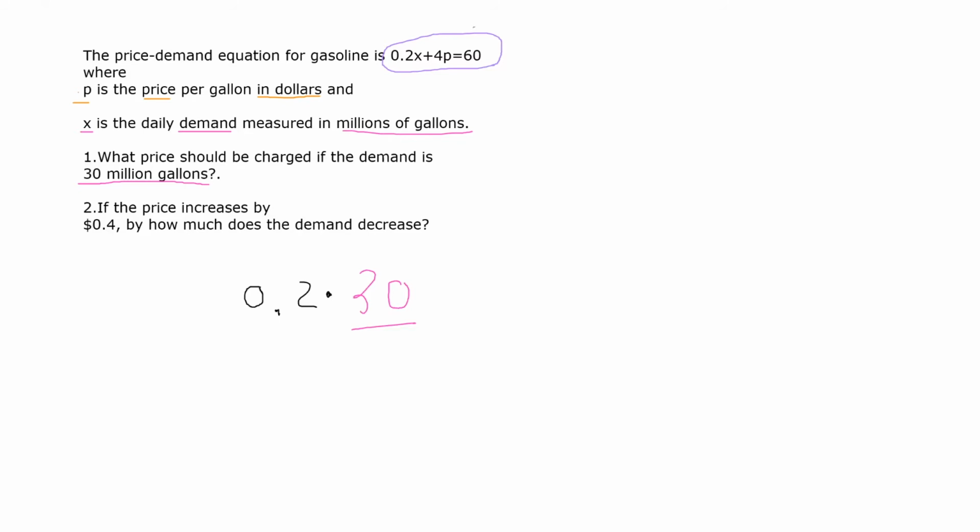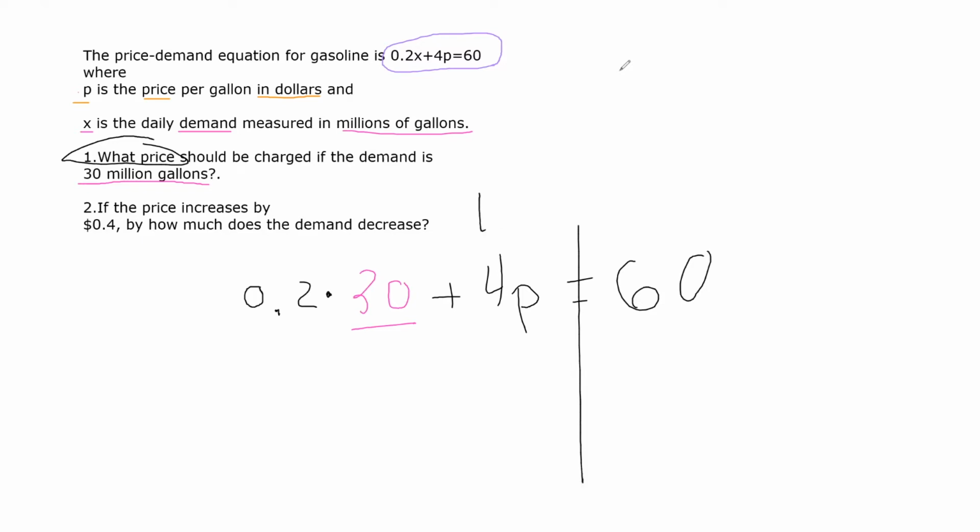So I have 0.2 times x. I replaced x with 30. Now I can continue. Plus 4p. I don't know the price. That's what it asks me. It says, what price equals 60? Once I have this, I draw a line in the center to help me remember that there is a left and right side to the equation. If I add, subtract, multiply, or divide to one side, I must do it to the other. But first, let me look at the left side.